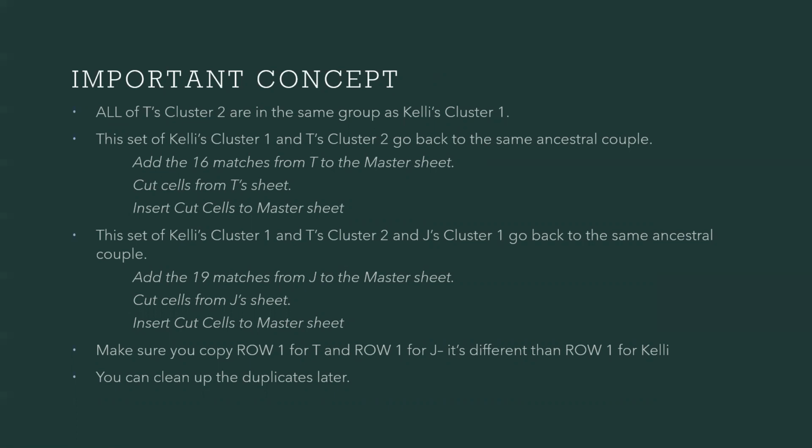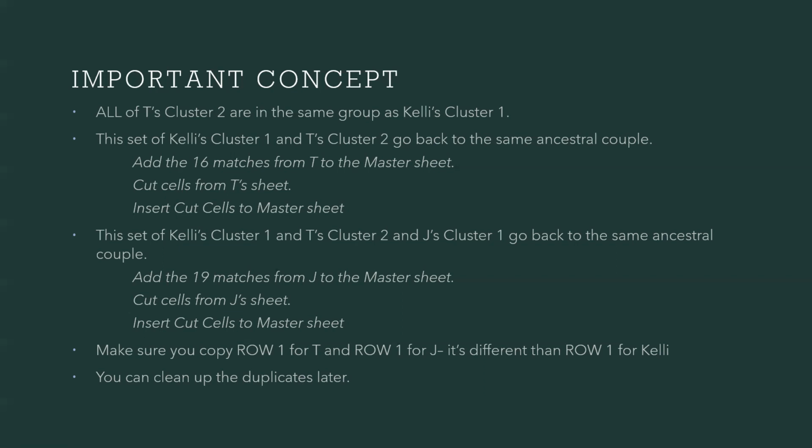And when I do that to my master spreadsheet, I cut the cells. I don't just copy and paste. I cut them so that they disappear from my brother's sheet. So remember when I said we're going to have one file that we archive? This is why, because I'm going to cut them from my brother's sheet and add them to mine.